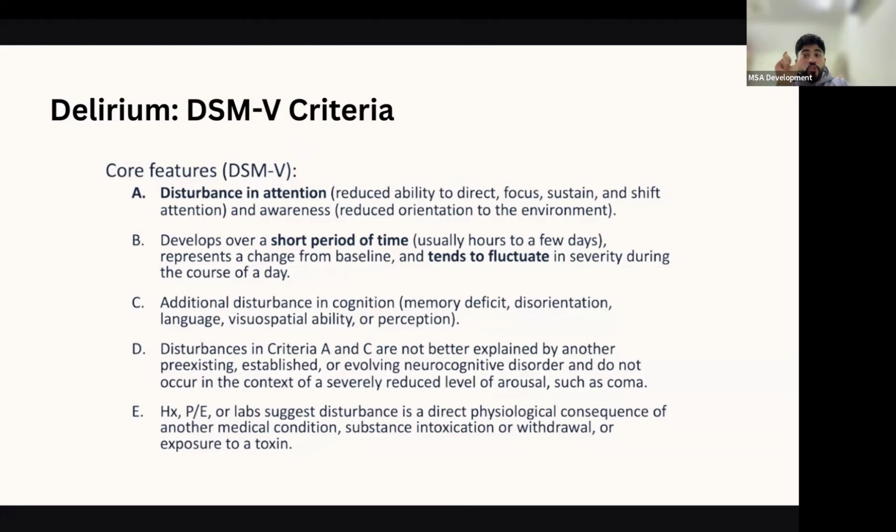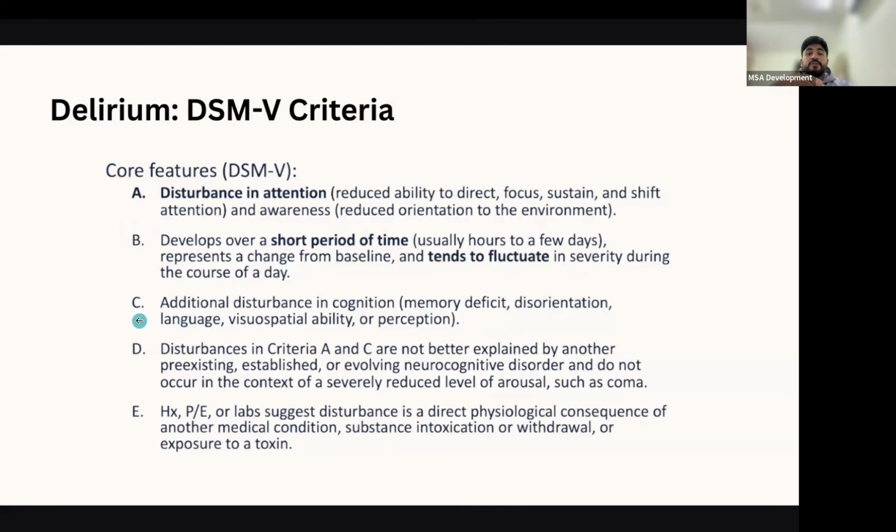Number two, short period of time. Very, very important. Okay, this is actually one of the things that differentiates it from dementia. Dementia is something chronic that develops with time. Tamam. Delirium, something that happens acutely, due to a trigger. So usually hours to a few days, and it fluctuates in severity. It's very, very important. This criterion is very important.